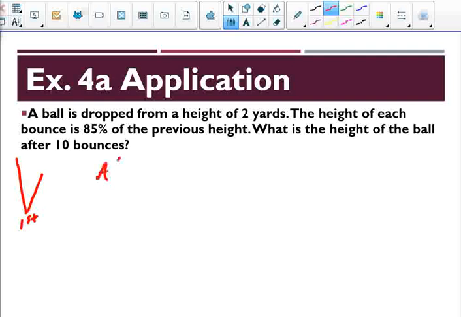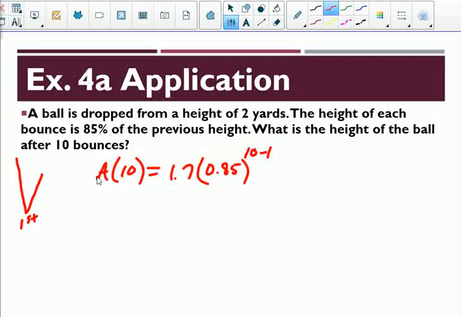So my first term is actually 1.7. So if I use my formula, I need to find the 10th term. When the first term is 1.7, I need to find the common ratio. The common ratio is 85% of the previous height. So I'm going to take 0.85. It's a percent, so it's going to be that decimal 0.85. And I have 10 minus 1. So I'm trying to find the next 9 terms.